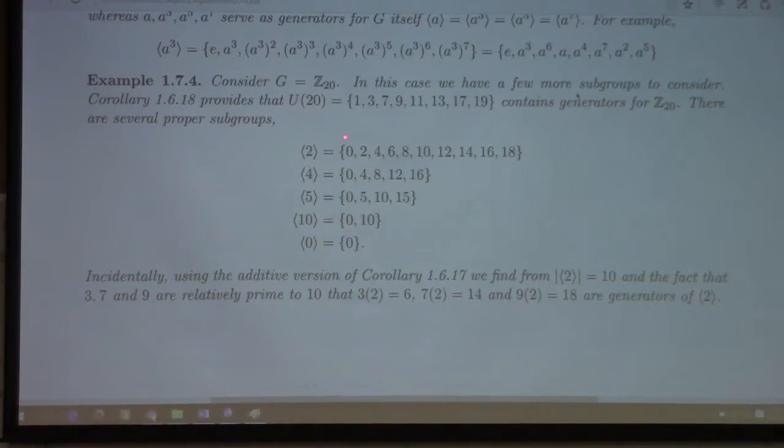So, for this one, this has order 10, right? So 2 is a generator for this. What else is going to be a generator? Relatively prime to 10, we have 3, 7, 9. So 3 times 2, 7 times 2, 9 times 2 are also generators for this subgroup. All right?